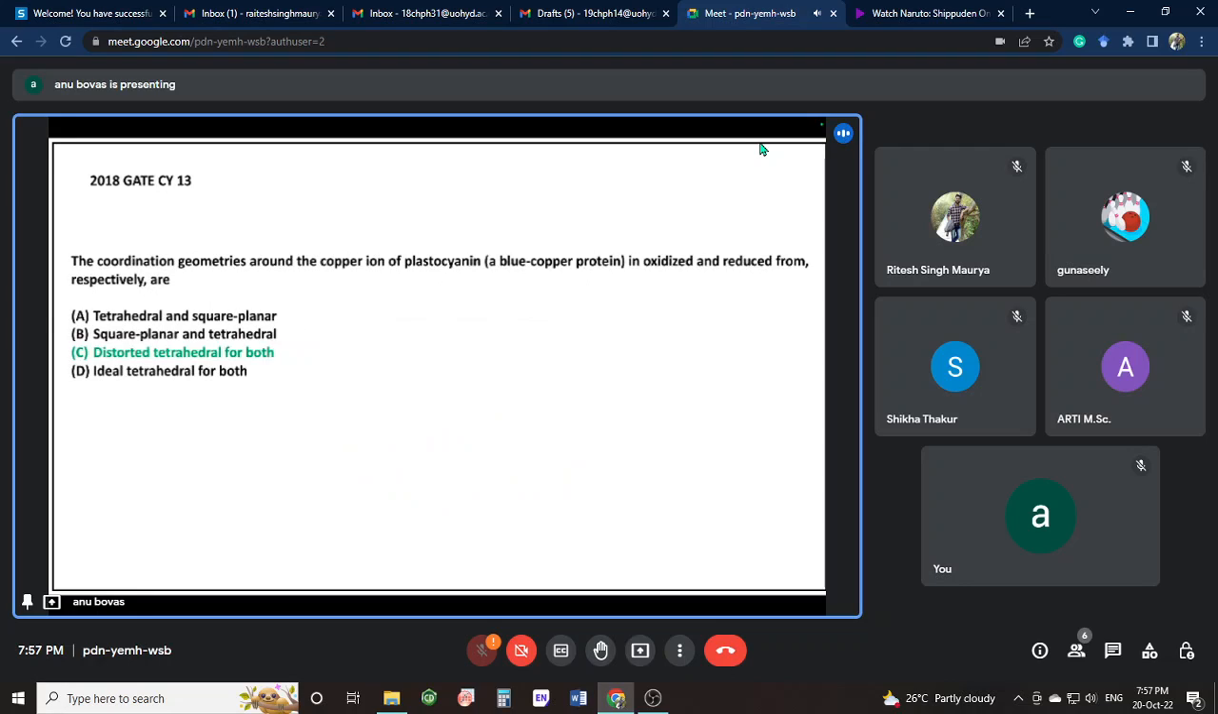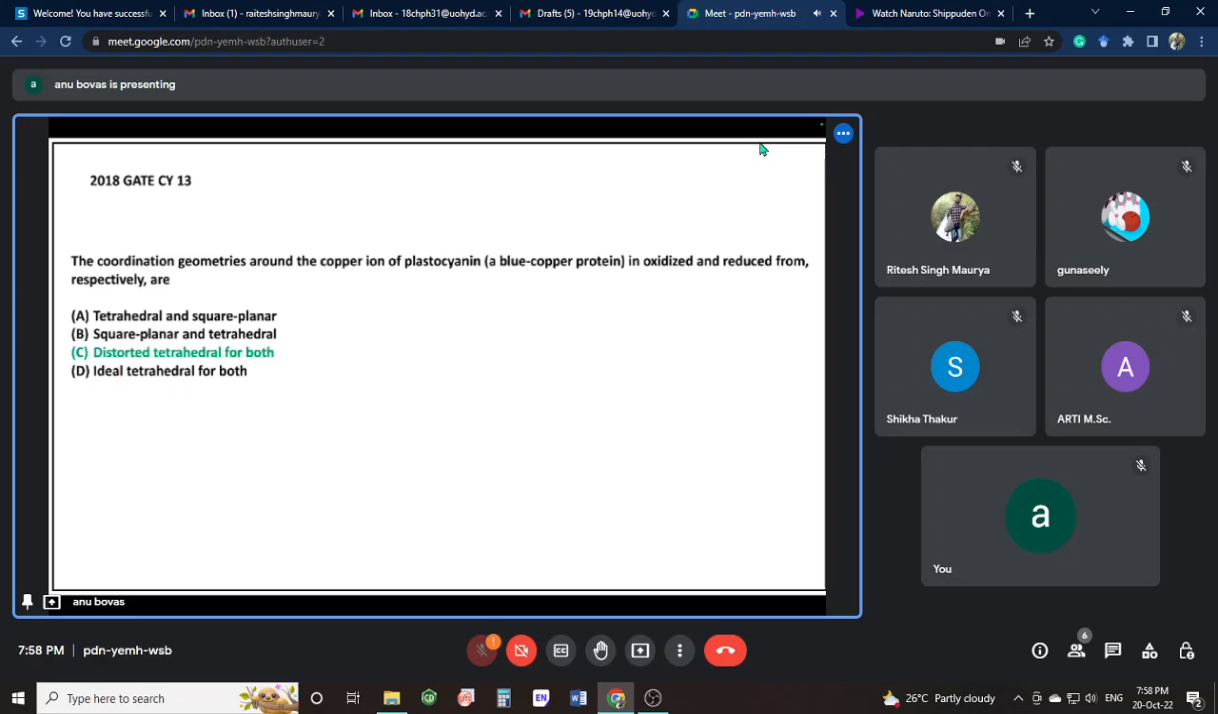Now the question was: the coordination geometries around the copper ion of plastocyanin, a blue copper protein, in oxidized and reduced form respectively are distorted tetrahedral for both, that we saw earlier.